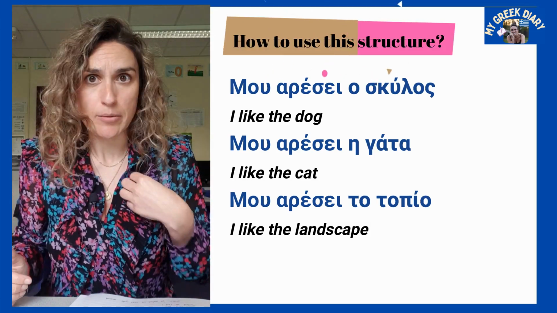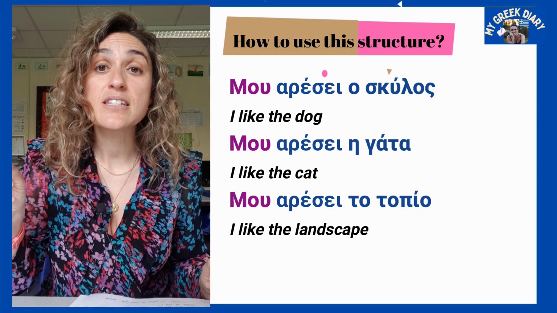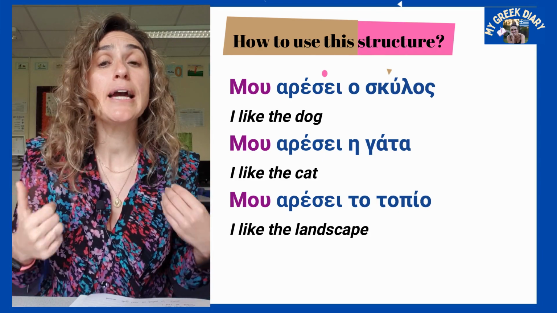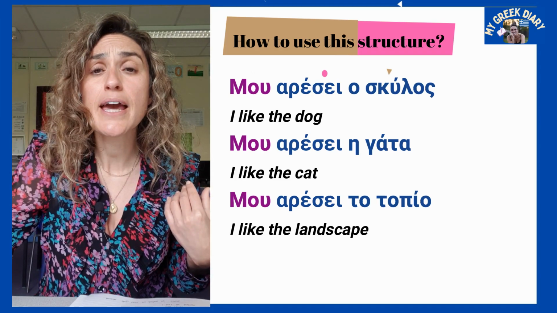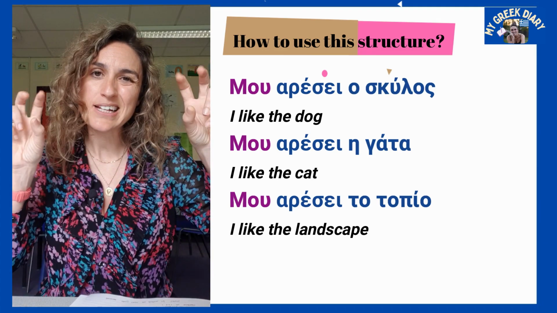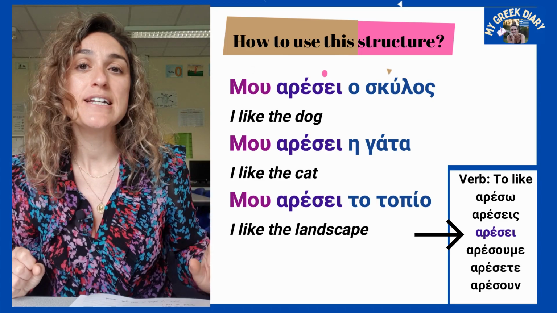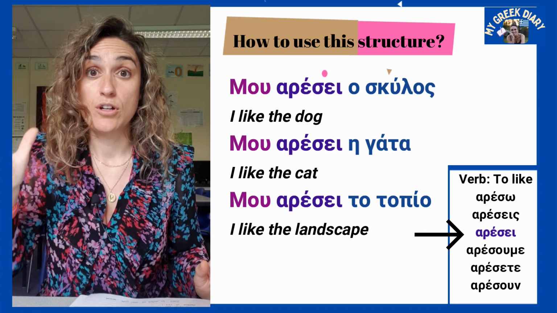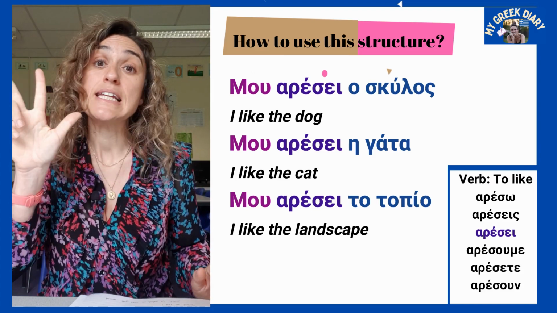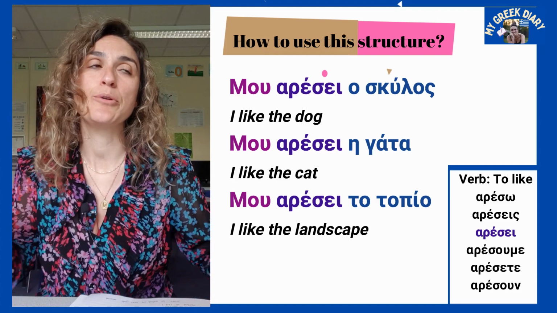So here we use μου αρέσει. Μου αρέσει, basically, μου means by me. It's like the cat is liked by me. The dog is liked by me. The landscape is liked by me. So here we say μου because that's by me. Αρέσει is in the third singular person because το τοπίο, η γάτα, ο σκύλος is singular third person. Okay, so that's how it works.